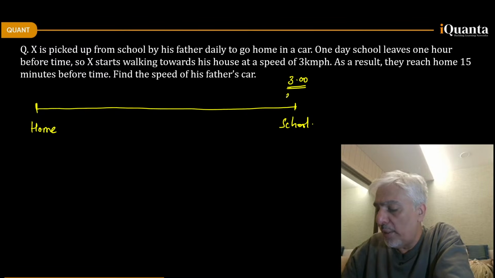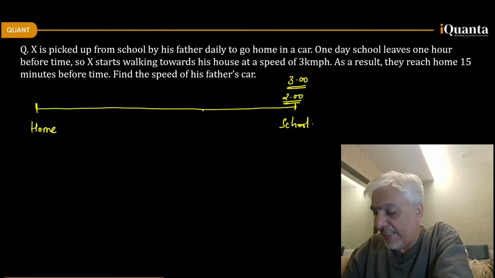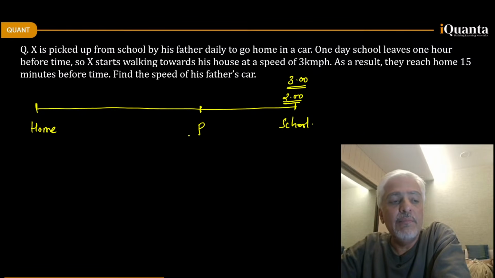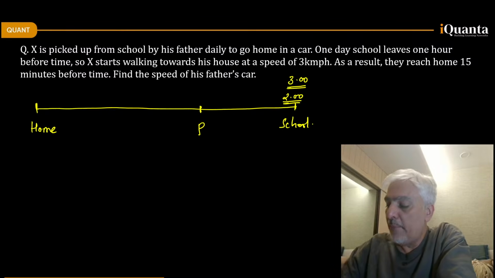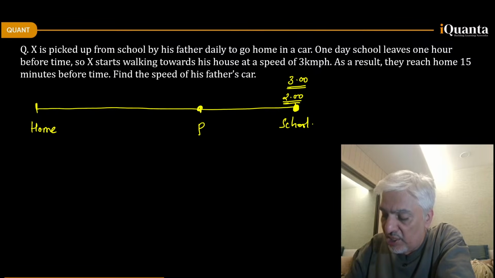But that day school got over at 2 o'clock. And therefore the son, that is X, started walking at a speed of 3 km per hour. Very, very importantly, he did not walk for 1 hour. He met his father over here. Let's call this point P. Remember, he did not walk for 1 hour. How do you know? Because the father would have reached the school at 3 o'clock, which means the father reached here before 3.